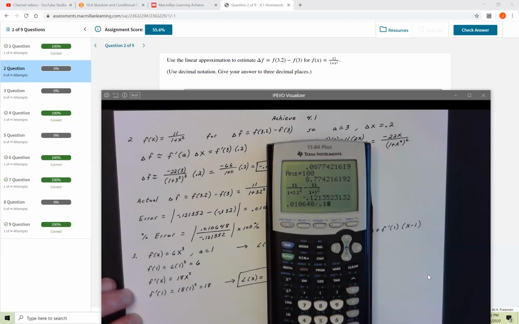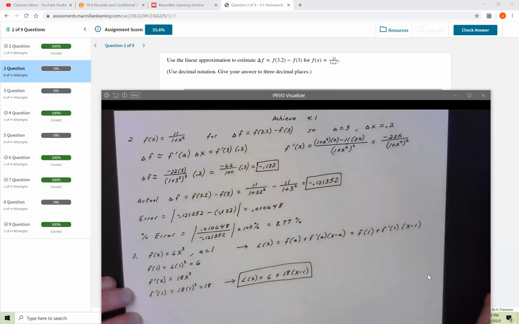divided by 0.121352. We'll get that decimal value times 100 to get the percentage, and you can see that there's a percentage error of 8.77%, and it wanted 2 decimal places on the percent in this problem.